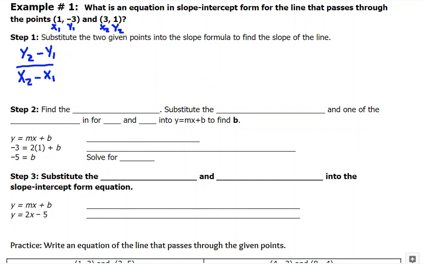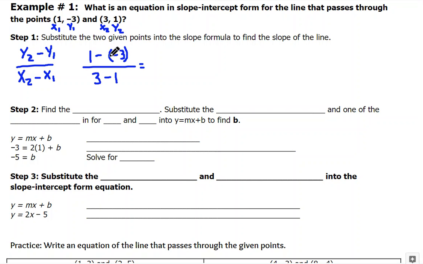All right, so y2 we said was 1, so it's going to be 1 minus my y1. My y1 was -3. X2 we said was 3, and we're going to subtract x1. X1 we said was 1. All right, so now we can simplify this and find our slope.